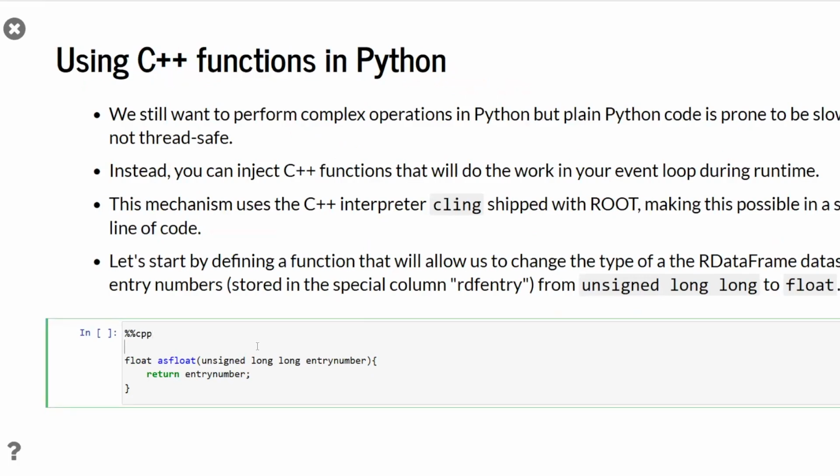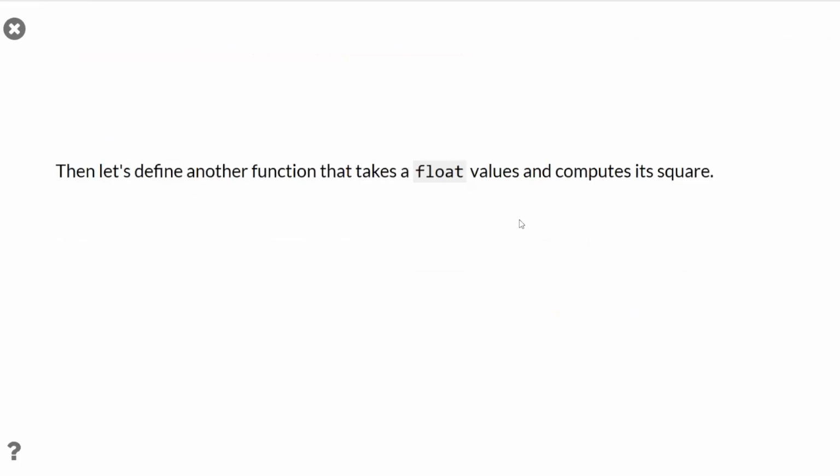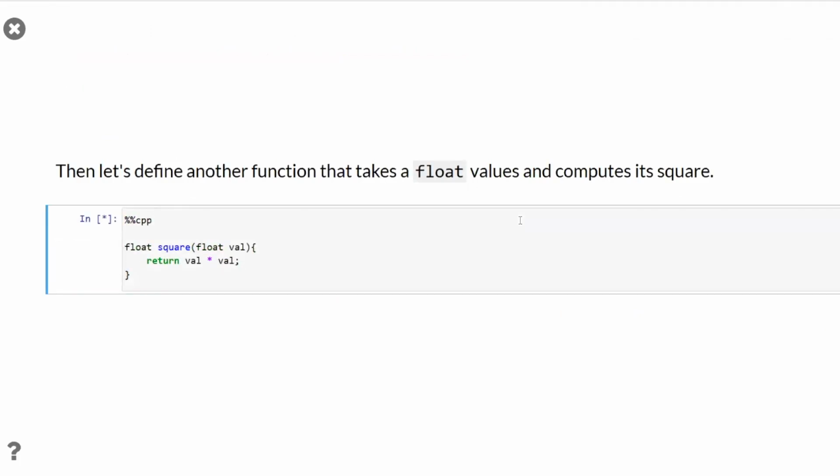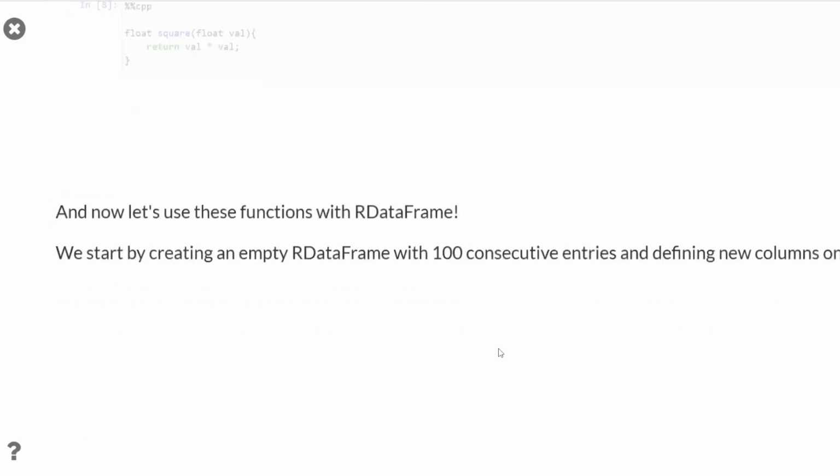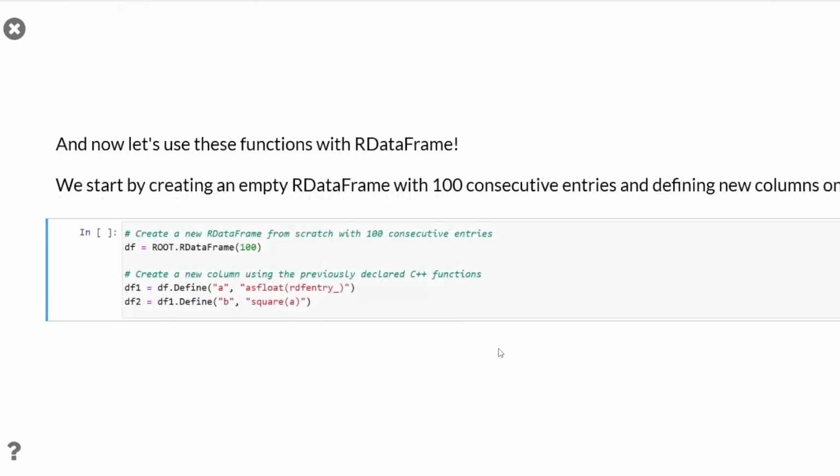This function is a very simple one that takes a number and changes its type in this case, and I'm calling it sfloat. So it's a function that does a cast in the end. And then, okay, this is another function that squares a floating point value. And now we can use the functions in our data frame quite simply.